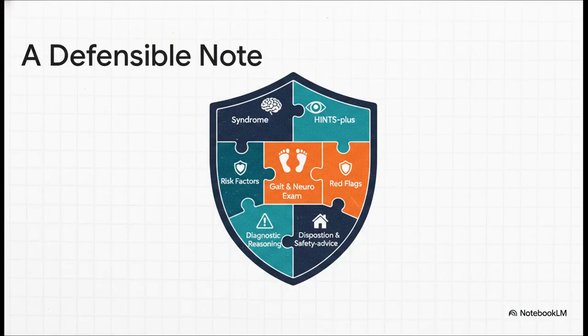A good medico-legally sound note tells the story of your thinking. It shows not just what you found, but what you thought about and ruled out. Writing "HINTS exam performed. Head impulse abnormal right, unidirectional nystagmus, no skew, consistent with peripheral pattern" is infinitely stronger and safer than just scribbling "vertigo, likely peripheral." This checklist just makes sure you cover all your bases.